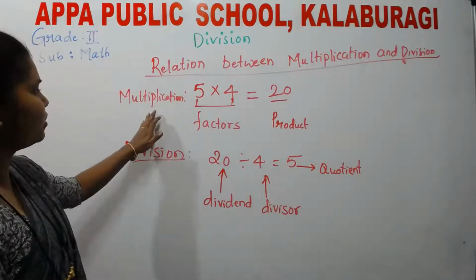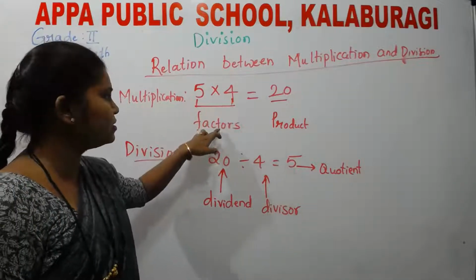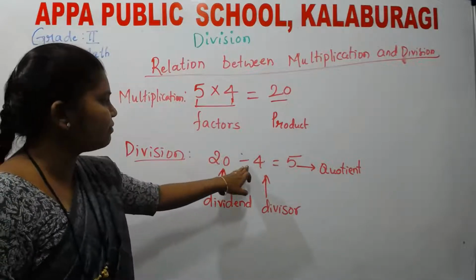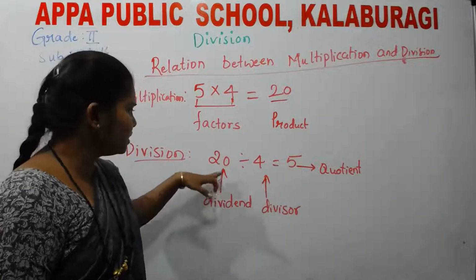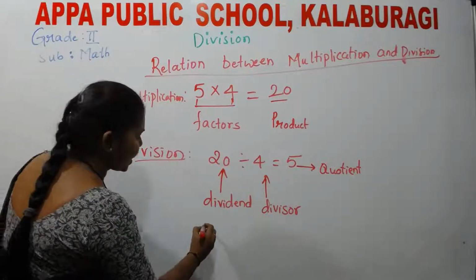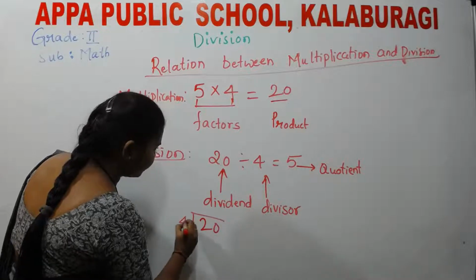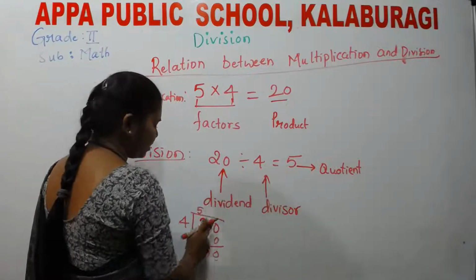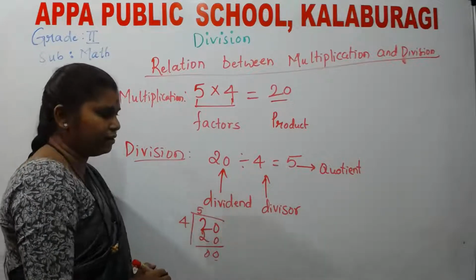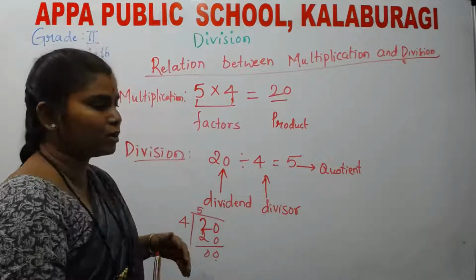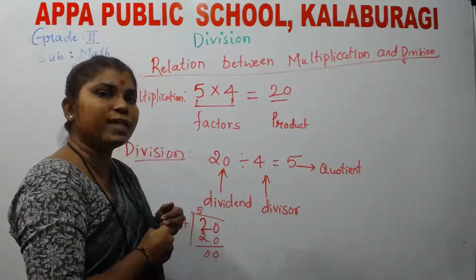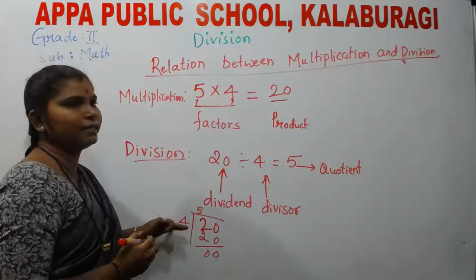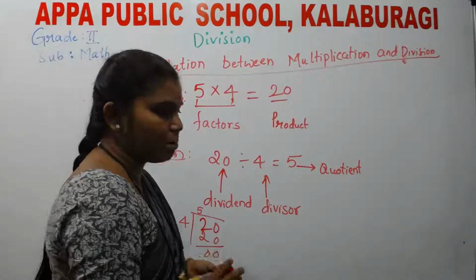So, in multiplication, we call 5 and 4 factors, and the answer is called the product. As well as in division, 20 divided by 4 is equal to 5. When you divide 20, 4 5s are 20, so the remainder is 0, the quotient is 5, 20 is the dividend and 4 is the divisor. This is how both are related. After seeing this, we come to a conclusion that division is an inverse of multiplication.